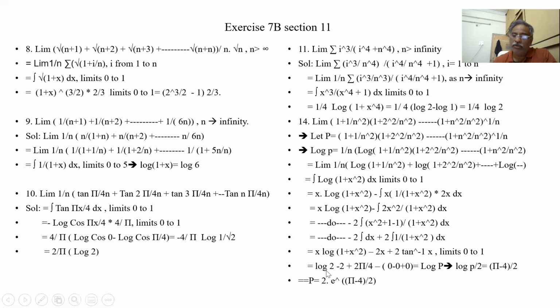So when I'm substituting limits 0 to 1, I'm getting the answer log 2 minus 2 plus 2 pi by 4. That is equal to log p. So bring all logs together. Log p by 2 is equal to pi minus 4 by 2. So that means p is equal to 2 into e to the power of pi minus 4 by 2.